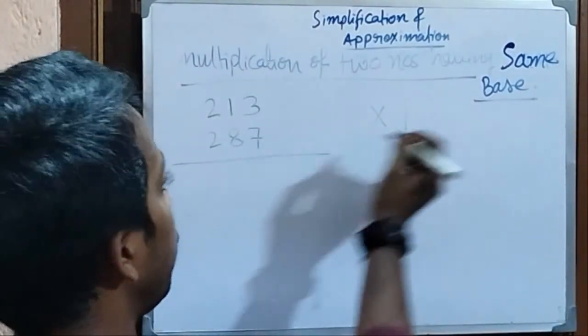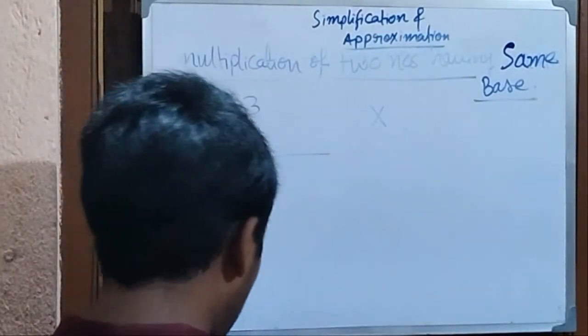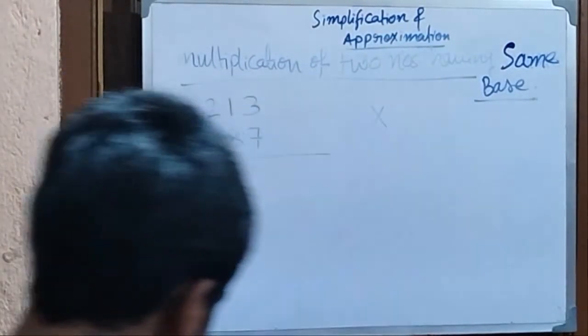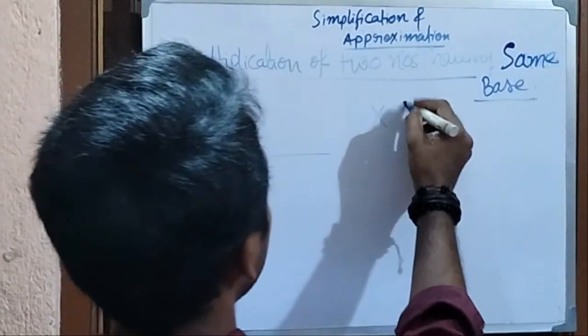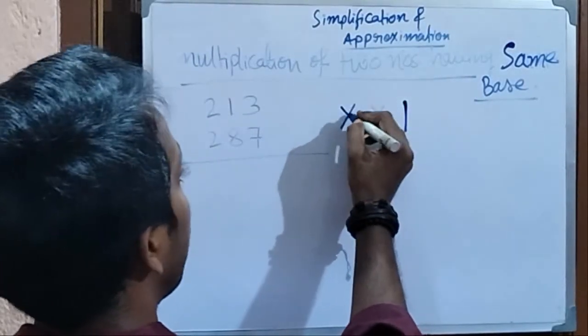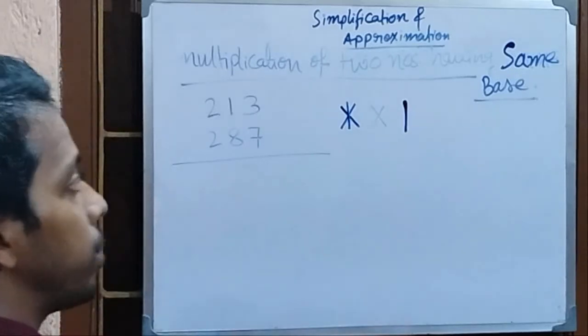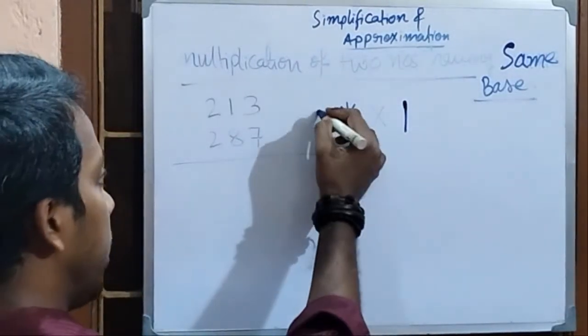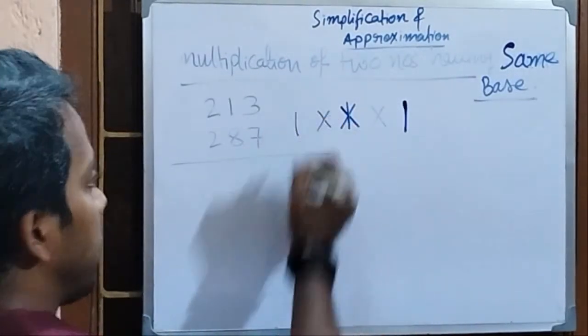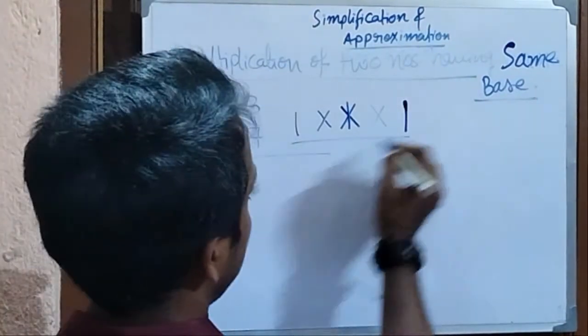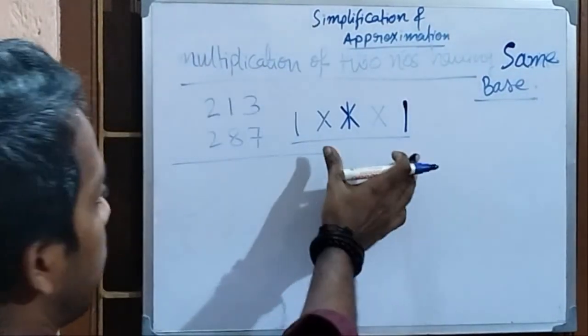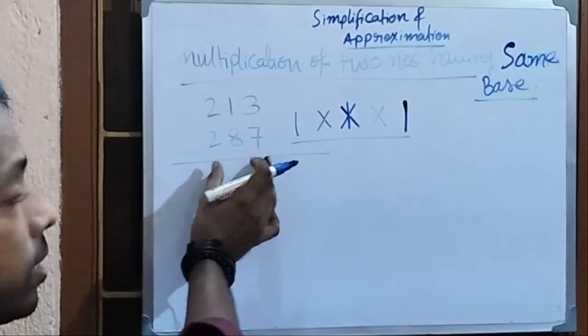So how will you move? First straight line, then cross, then again cross, but here also straight line included with it, and then again cross, then again straight line. This is the process, right? So just follow it and try to implement it here.